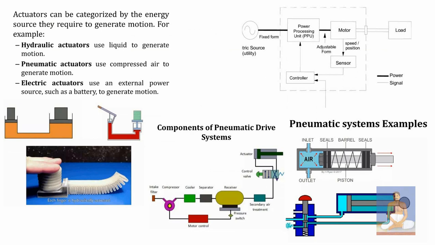Actuators can be categorized by the energy source they require to generate motion. For example, hydraulic actuators use liquid to generate motion, pneumatic actuators use compressed air to generate motion, and electrical actuators use an external power source such as a battery to generate motion.